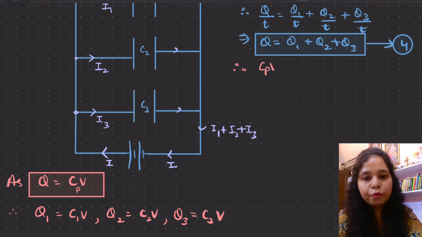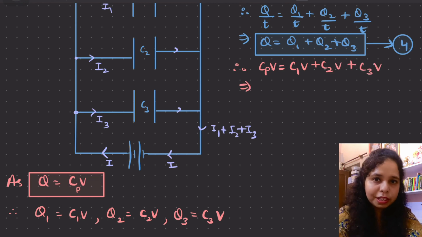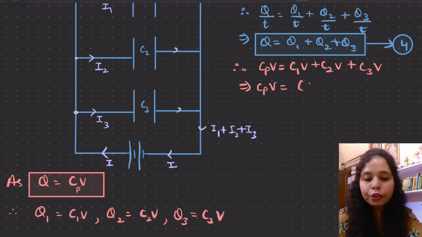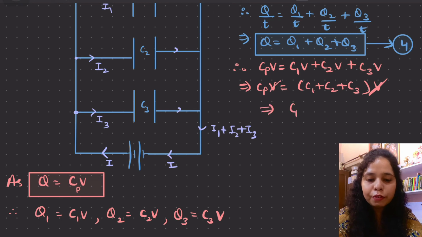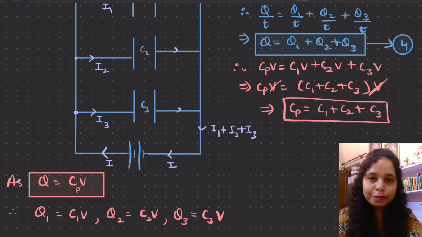is equal to C1 into V plus C2 into V plus C3 into V, because potential is the same across the terminals of the capacitors. Therefore, taking V common, we can write C1 plus C2 plus C3 whole multiplied by V, and cancelling the V, we are left with Cp is equal to C1 plus C2 plus C3. So this is our equation number 5.